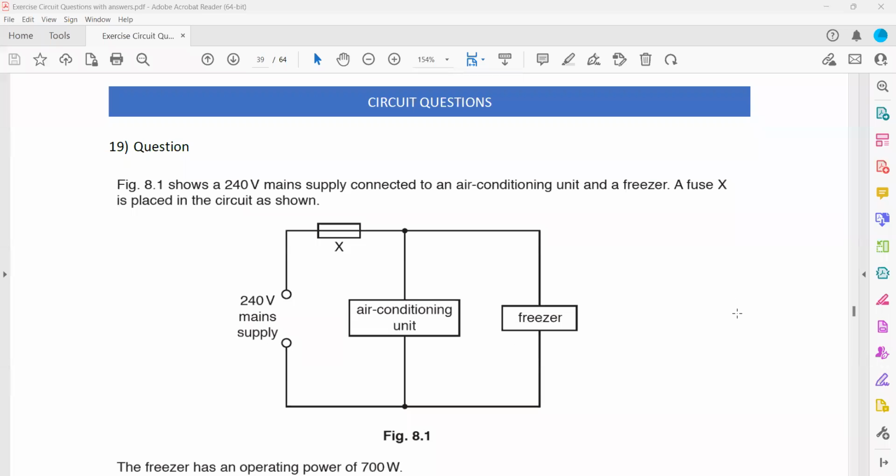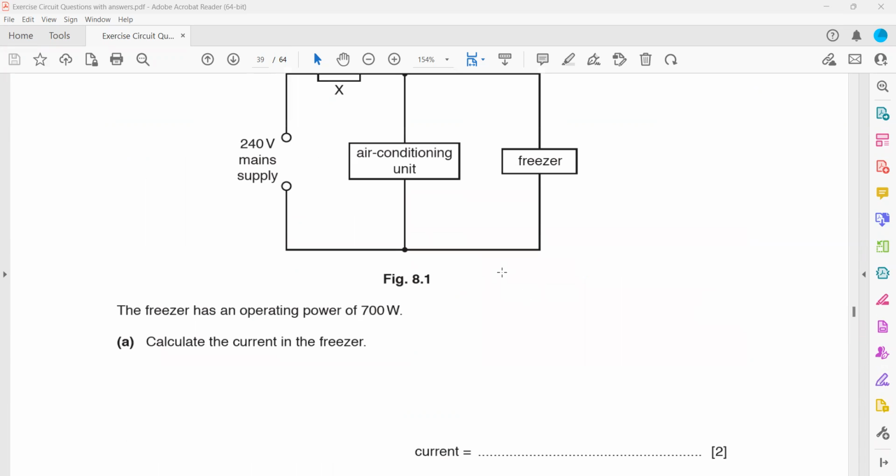So, electric circuit question 19. Figure 8.1 shows a 240 volt main supply, and there's an air conditioning unit. As they are in parallel, and we assume that there's no voltage drop across the fuse, the freezer and the air conditioning unit both will receive 240 because they are in parallel to the main supply. A fuse X is placed in the circuit as shown.